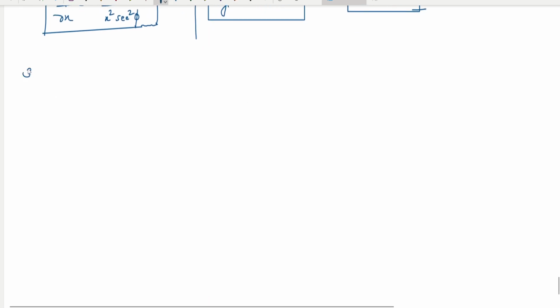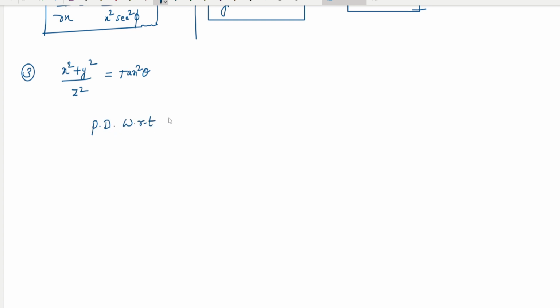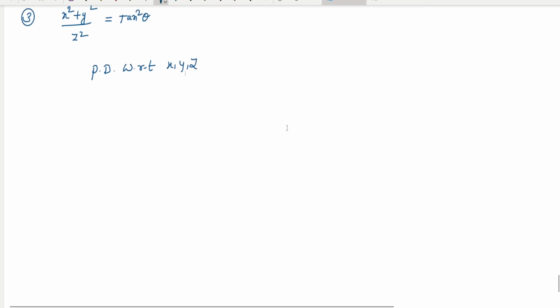Then the final case, the third case, is (x² + y²)/z² equal to tan²θ. Same thing: I'm going to take the partial derivative with respect to x, y, z. If you differentiate (x² + y²)/z² with respect to x, y²/z² is constant. The remaining things can be written like this with respect to x.